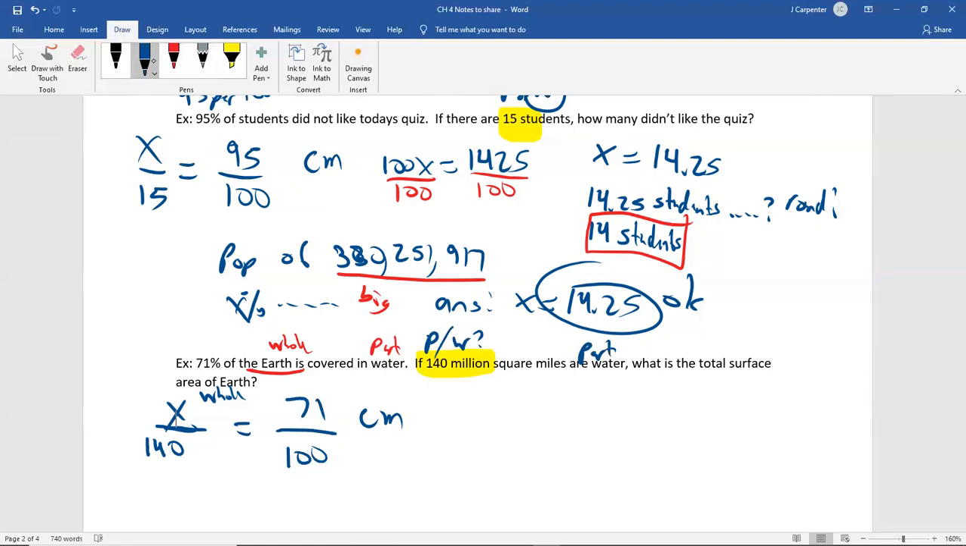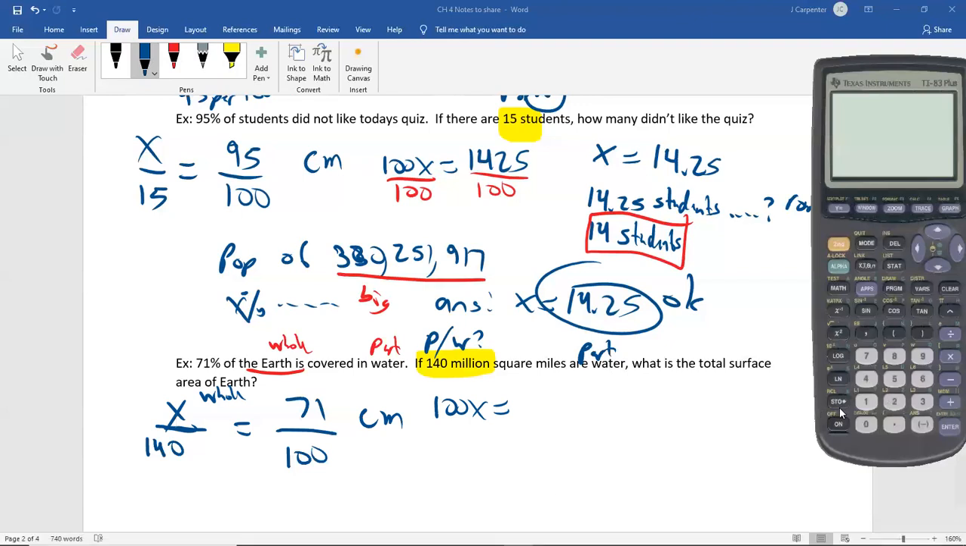All right, so when we cross multiply, 100 times x is equal to 71 times 140. Definitely not going to do that one in my head. Where's my mouse? There it is. 71 times 140. And we get 9940.